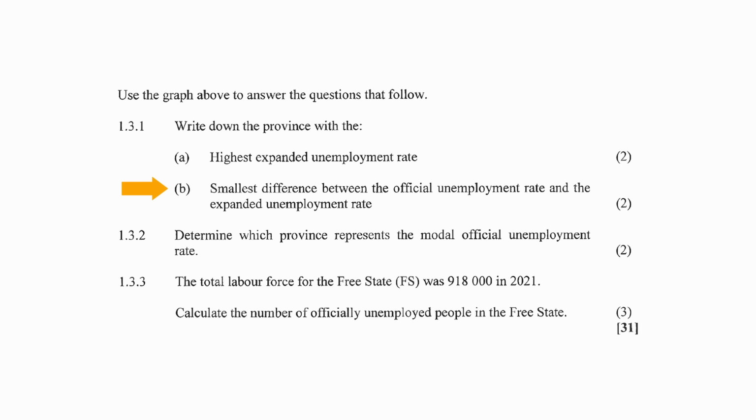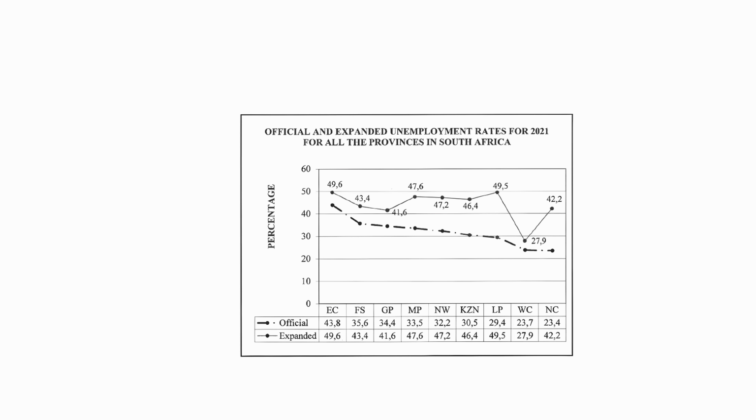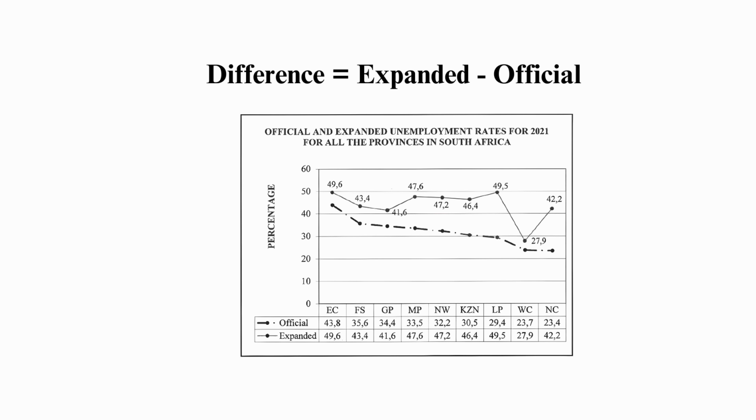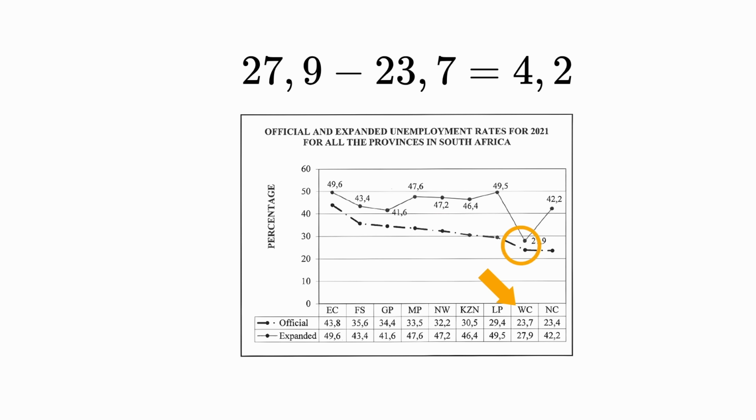In question 131B, you have to write down the province with the smallest difference between the official unemployment rate and the expanded unemployment rate. The difference between the official unemployment rate and the expanded unemployment rate is the value you get when you subtract the values of these two categories. From the table, the province with the smallest difference between these two categories is the Western Cape.